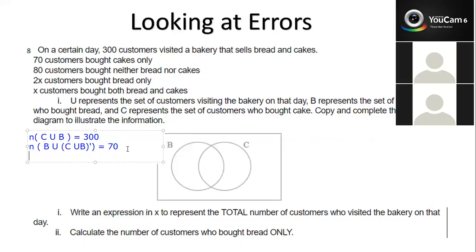All right, now. The 80, what does the 80 represent? Chevelle, you again. Chevelle, drop off. All right, Julian, I'll see you, Chevelle. Julian? Yes, sir. No, that's good. If the customers bought neither bread nor cakes, describe it using set language.